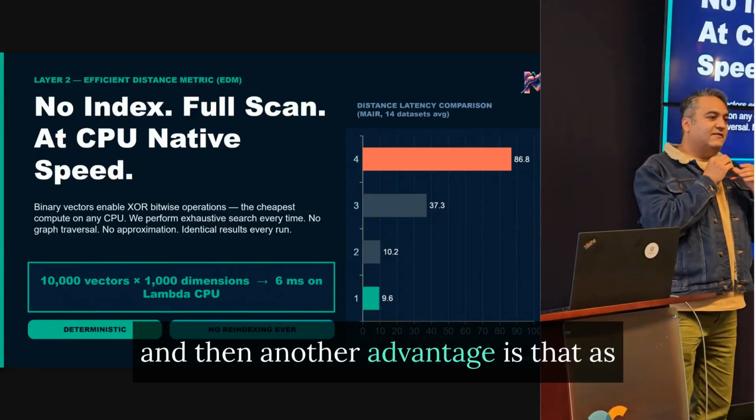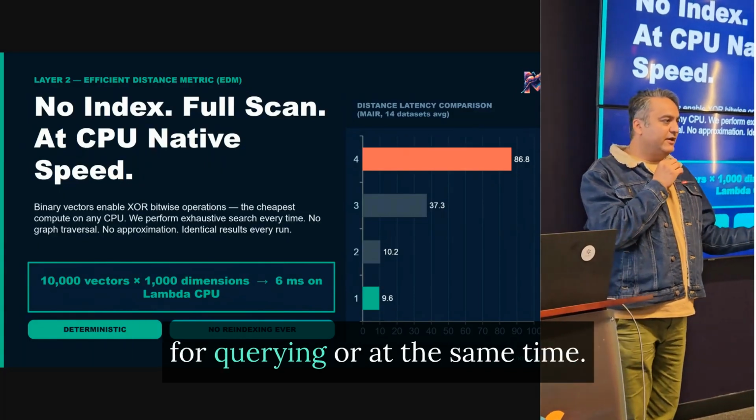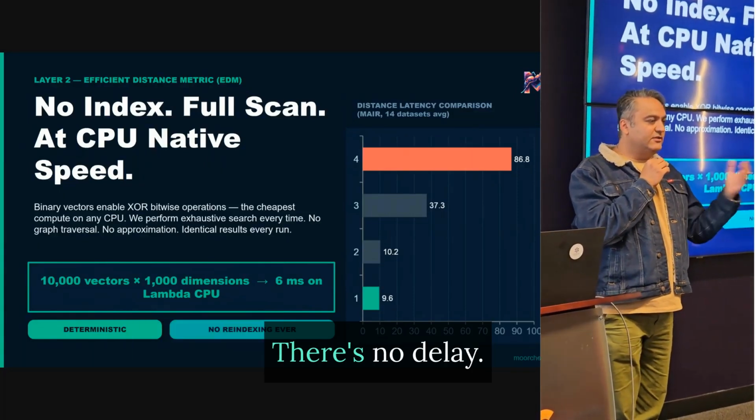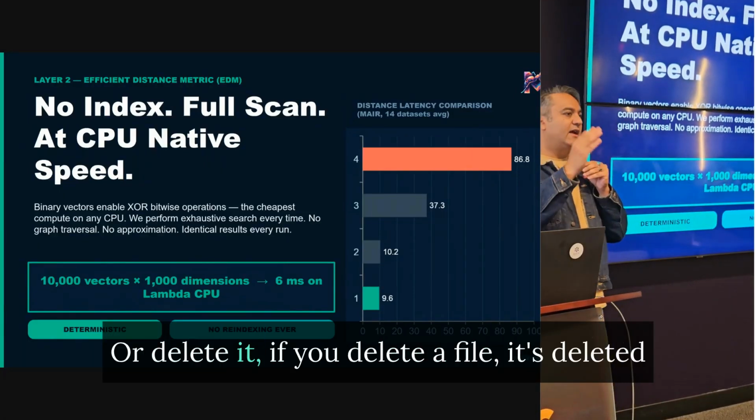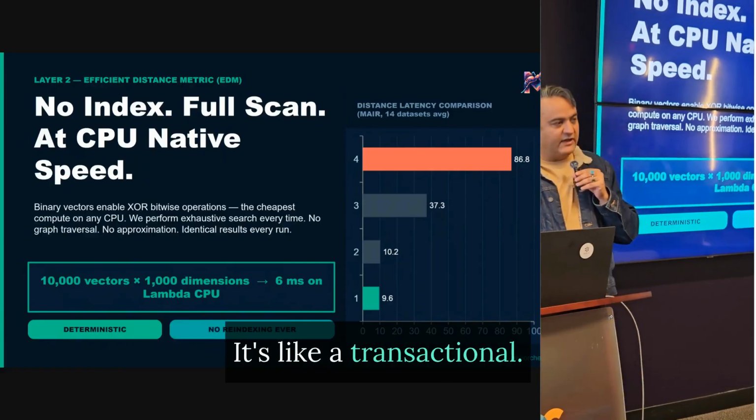And then another advantage is that as soon as they upload the file, it's available for querying at the same time. There's no delay. Or deleted: if you delete a file, it's deleted immediately. It's like transactional.